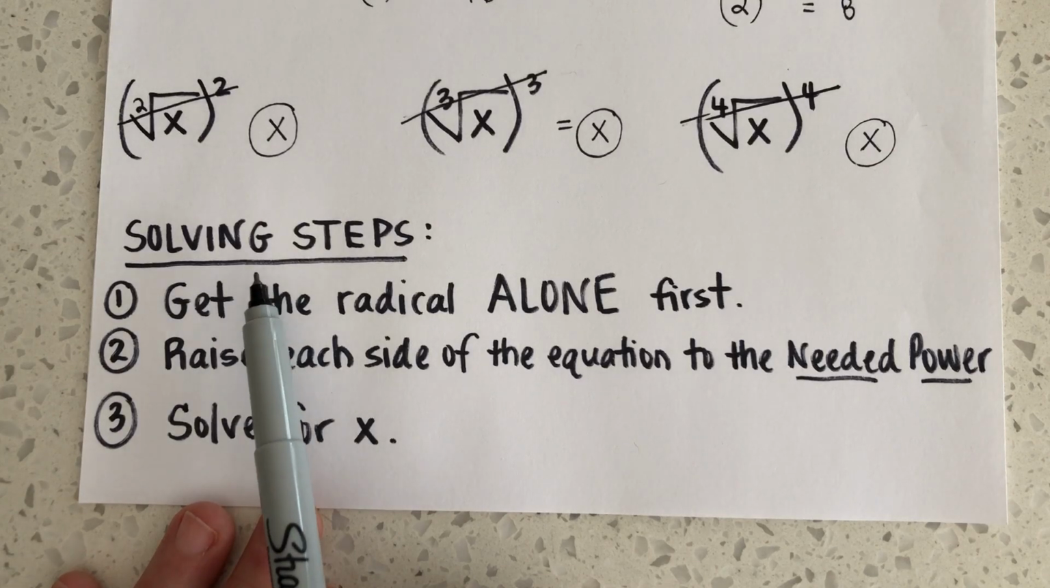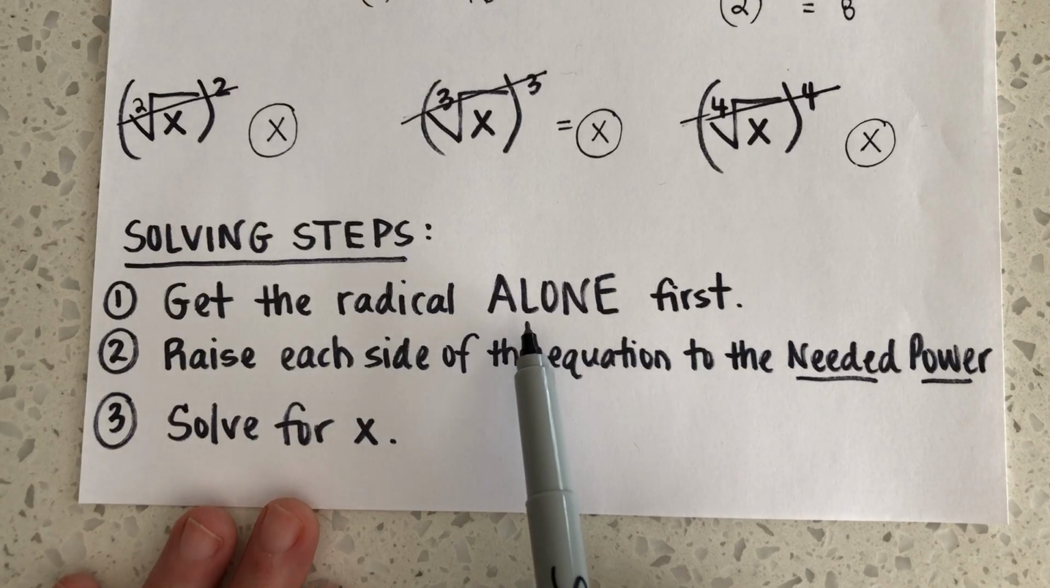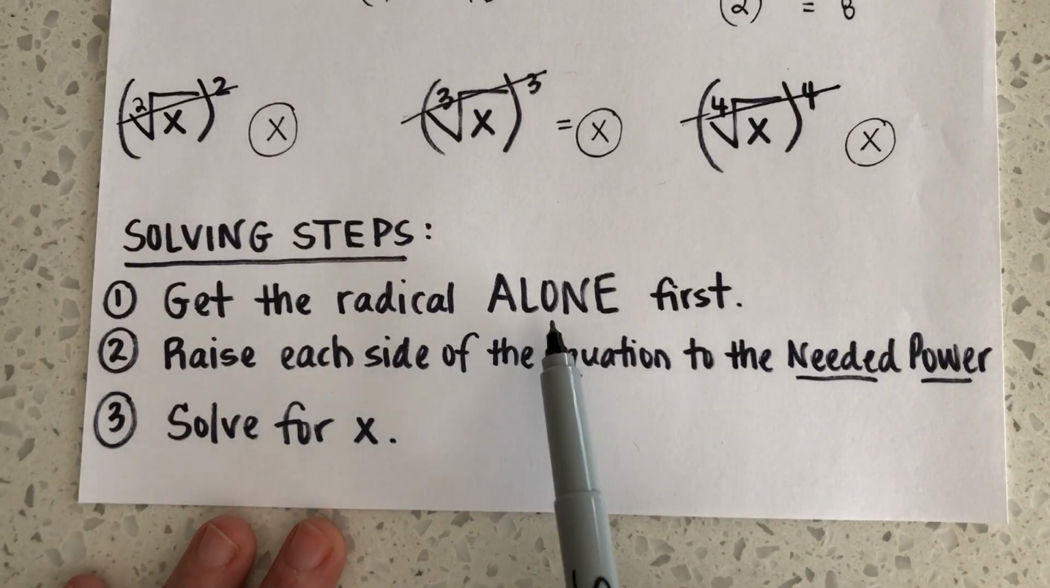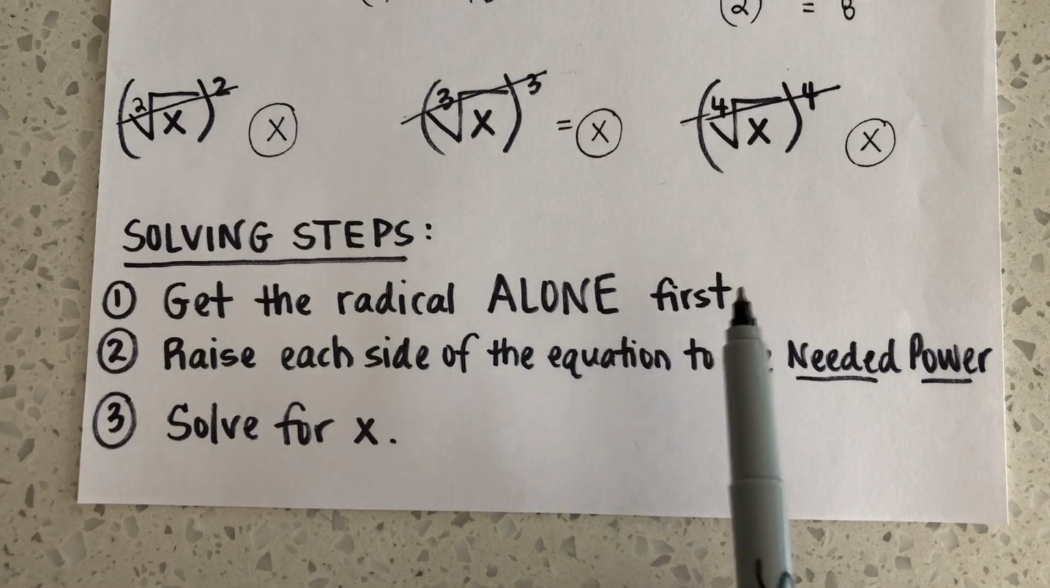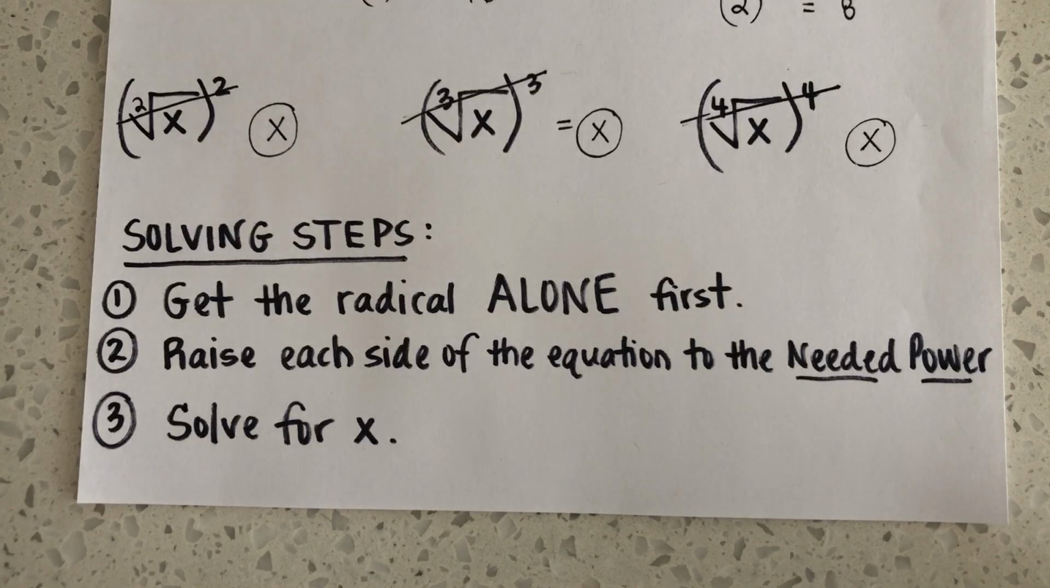First things first, if you want to solve a radical equation, you have to get the radical alone by itself on one side of the equal sign. So get the radical alone by itself first. I cannot stress that enough. A lot of students want to jump the gun and they start bringing in these powers way too early.